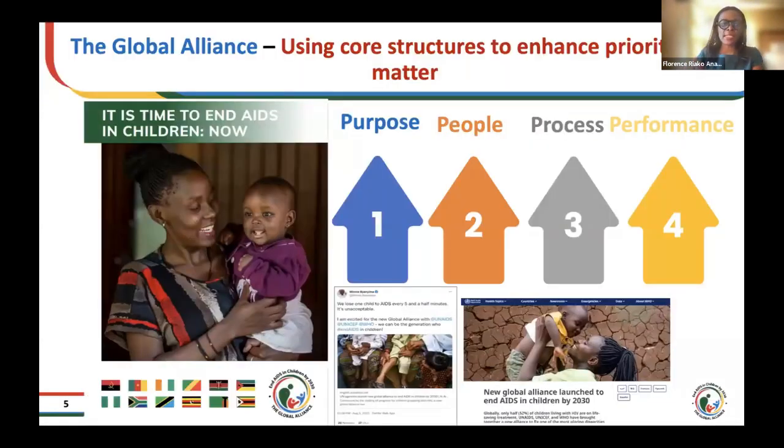I think one of the things, and I have to say, these slides were shared with a group of Global Alliance ambassadors, and it's just to show the core structure for how this work is happening. It looks at the purpose, which is to end AIDS in children and adolescents by 2030, but for whom and with whom? With people, and to be clear on the processes of how that will be done, and the performance, which is to measure consistently and continuously. How are we doing? What can we improve on? And I think the mechanisms by which the Global Alliance to End AIDS in Children is operating are really embedded in these structures.